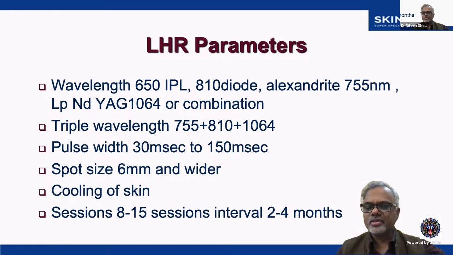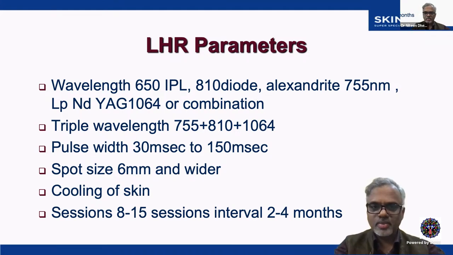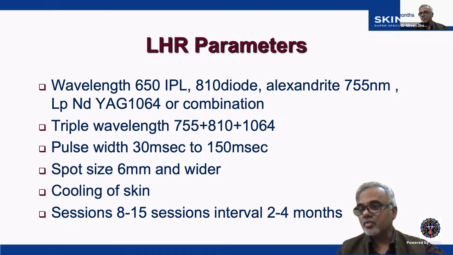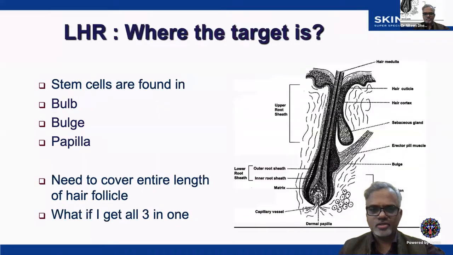We have triple wavelength as well. The pulse width used is 30 milliseconds to 150 milliseconds, so these are millisecond lasers, unlike picosecond lasers. Spot size here is 6 mm and wider. Cooling of the skin is required because we want to burn the melanin in the hair, but we don't want to burn the melanin in the skin. Sessions: 8 to 15, at an interval of 2 to 4 months.